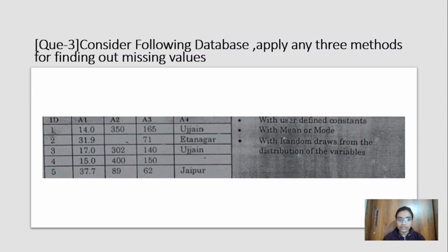Now question number 3: consider the following database, apply any three methods for handling the missing values. Here we are supposed to handle the missing values with three methods. First is a user defined constant, second is mean, median, mode, and the third one is a random draw from the distribution of the variable. So let's see.